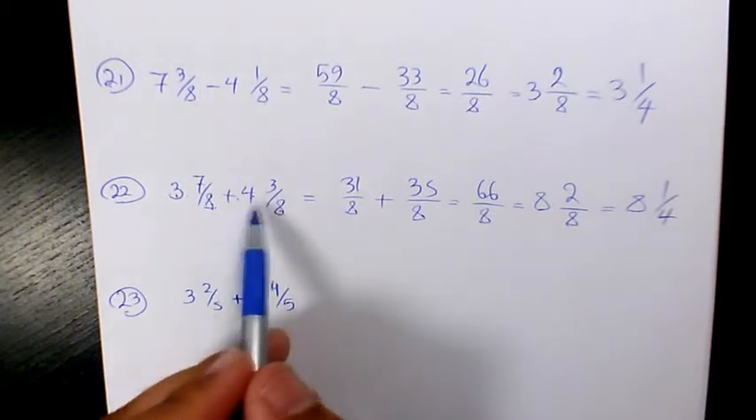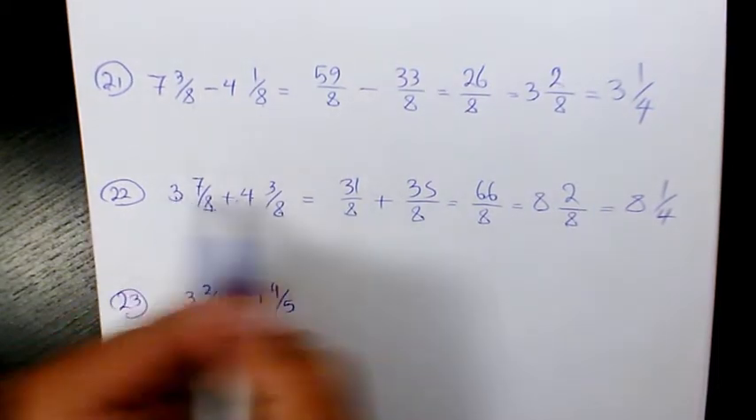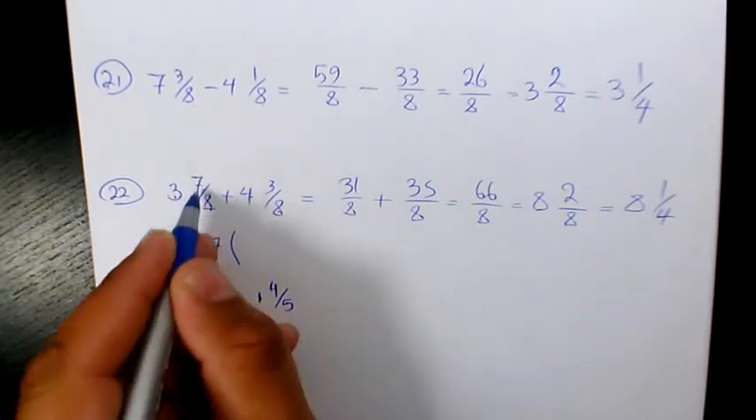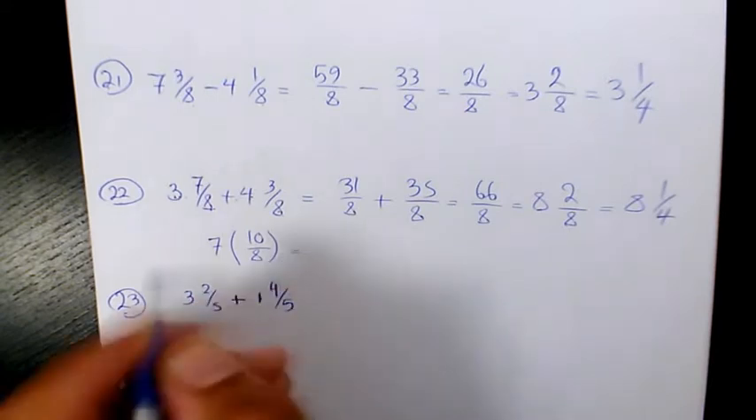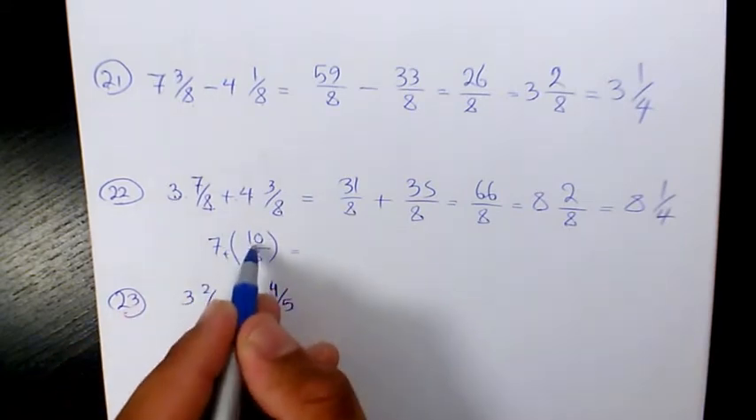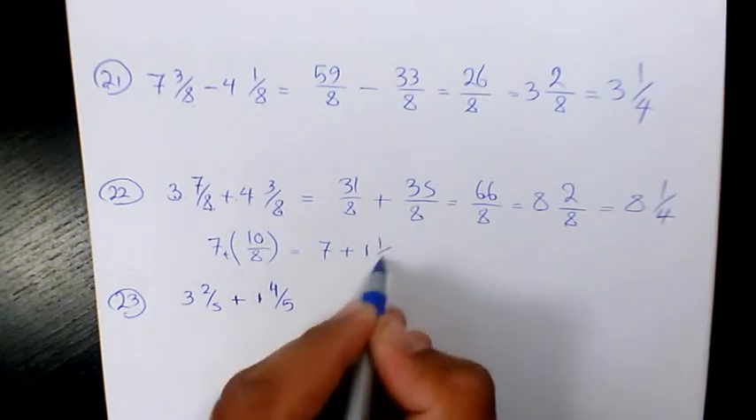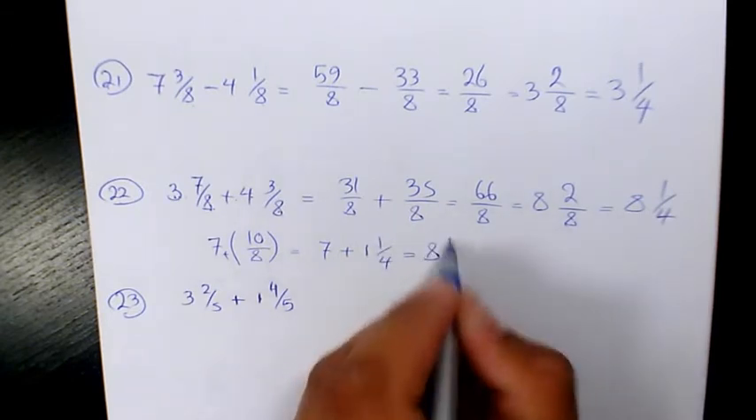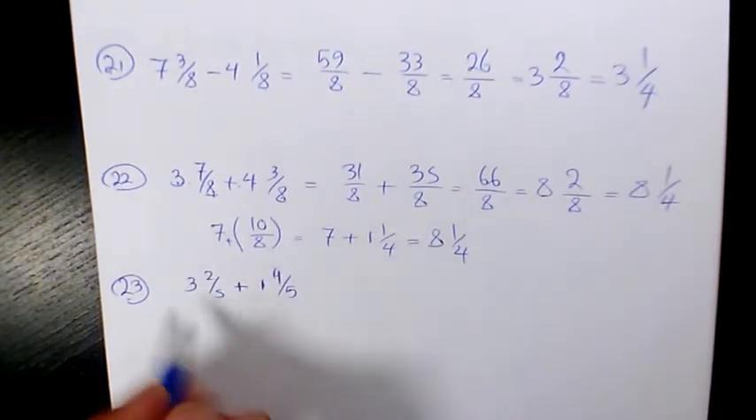Another way to add these two is going to be like 3 plus 7. 3 plus 4 is 7. 7 over 8 plus 3 over 8 is going to be 10 over 8. 10 over 8 is already 1, 2 over 8 or 1 over 4, which is going to be 8, 1 over 4. That's exactly the same thing. So you have this method as well.